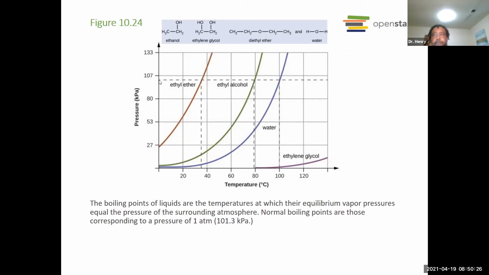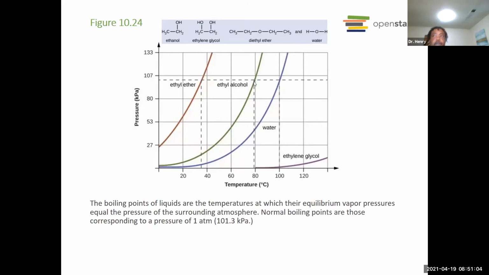You'll notice that if we go up to 100 kilopascals, that's going to be roughly around 36 degrees Celsius. We know that 100 kilopascals is basically 1 atm, really 101. So the boiling point for diethyl ether is about 37 degrees.